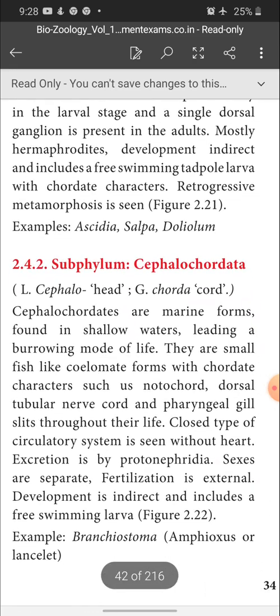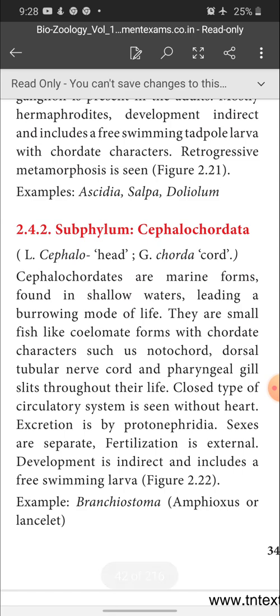Next subphylum, Cephalochordata. Cephalochordata are marine forms found in shallow waters, leading a burrowing mode of life. They are small fish-like coelomate forms with chordate characters such as notochord, dorsal tubular nerve cord and pharyngeal gill slits throughout their life. So it is like a fish and coelomate, but in subphylum Urochordata, coelom is absent, whereas here coelom is present.